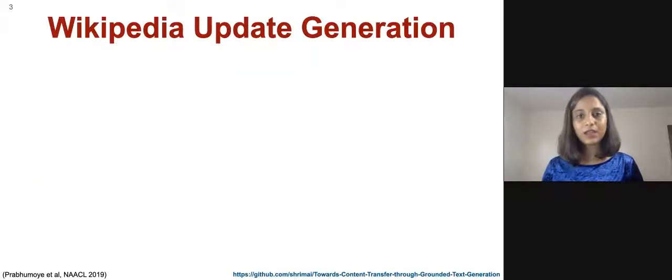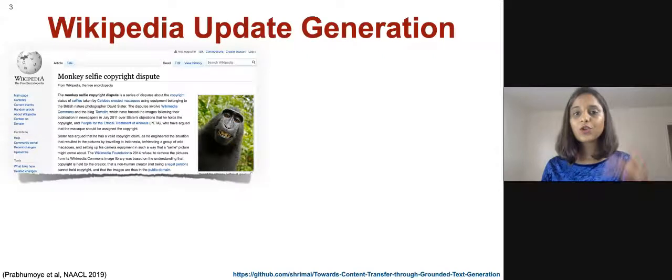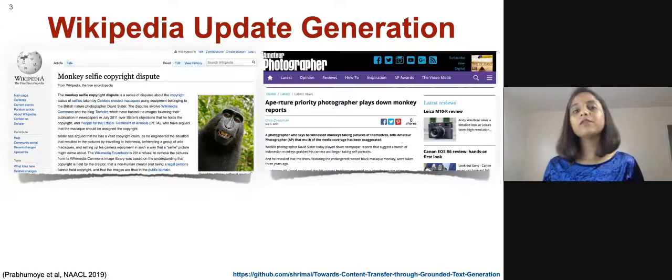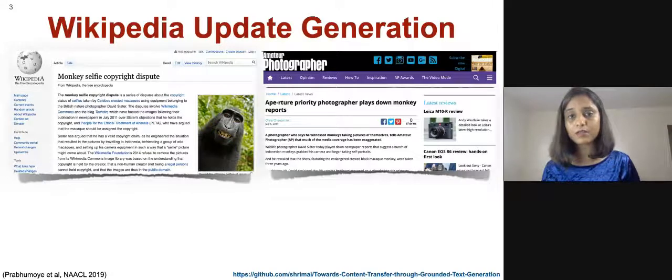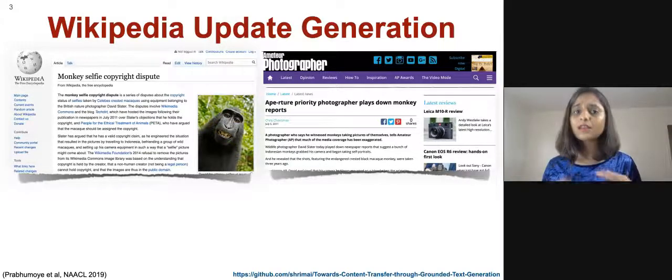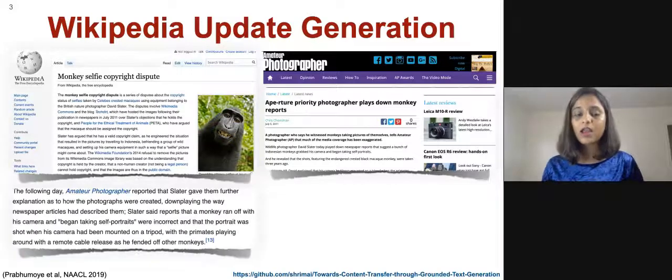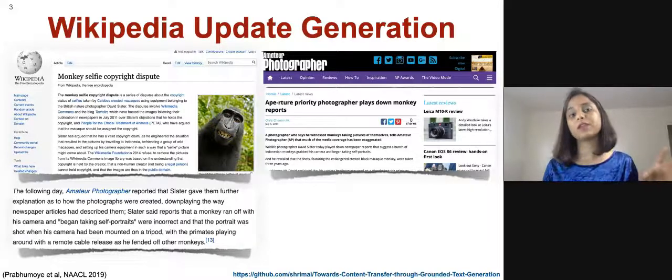The first is the Wikipedia Update Generation task. In this case, you have an existing Wikipedia article, and when new events occur in the physical world, newspaper articles are written about them. You want to update this Wikipedia context given this news article. Here is an example of the monkey selfie copyright dispute, where the initial reports suggested that the monkey took a selfie of itself, but later the news reports said that the monkey accidentally took a picture of itself, and this information was crucial for the court case. Hence the task is to generate this update given the news article as well as the Wikipedia context.